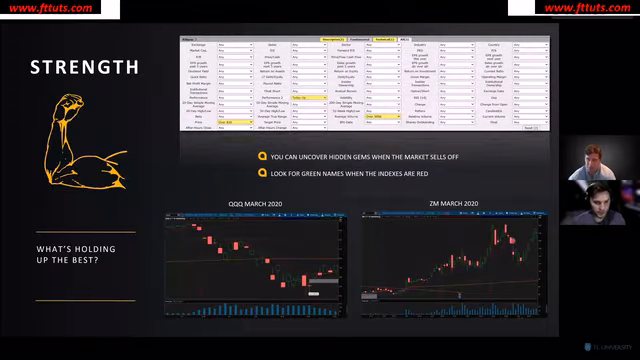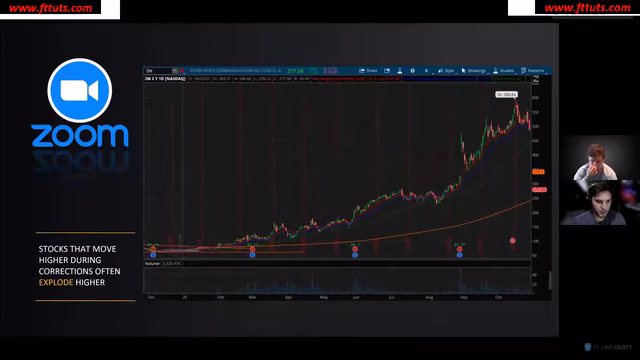Perfect. And I think you've got an example here with Zoom, right? Which shows super relative strength during the correction. Yeah. So just stocks that move higher during corrections often explode higher at the end of the correction. So what I showed on the previous screen was just this little piece right here. Market's correcting, it's moving higher. But then what happens, we move much higher once the market is ready to enter an uptrend.